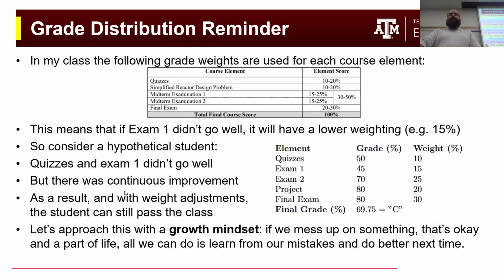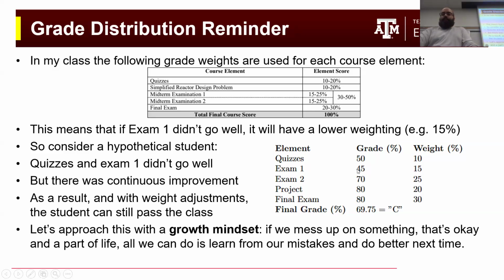I wanted to just remind us about how the grades are distributed in the class, which is that for every course element, there's not a fixed weight. It's a range of weights. So for example, if you don't do well on exam one and you don't do well on the quizzes, then you might be looking at your grade and being like, I'm cooked. I'm not going to be able to pass. I might as well just give up now. And that's not the case. It's very much still recoverable.